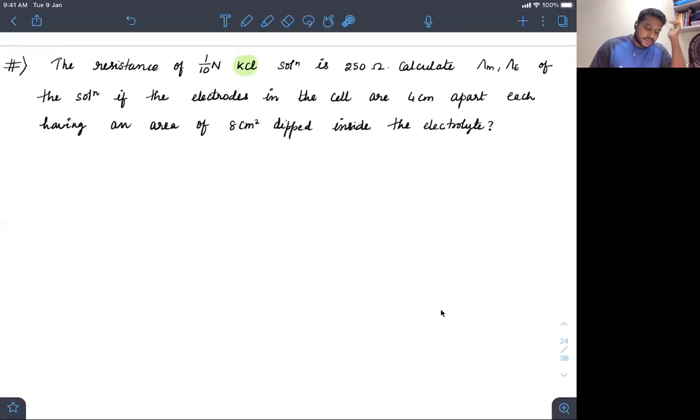Listen. Next question. Resistance of 0.1 normal KCl is given as 250 ohms. Calculate lambda m, lambda e of the solution if the electrodes in the cell are 4 centimeter apart, and having an area of 8 centimeter squared, dipped inside the electrolyte. Okay, area is also given. So from there you can calculate the cell constant. Once the cell constant comes, kappa will come, kappa comes then lambda will come, right? After lambda m comes, lambda e will come. Go ahead, do it now.